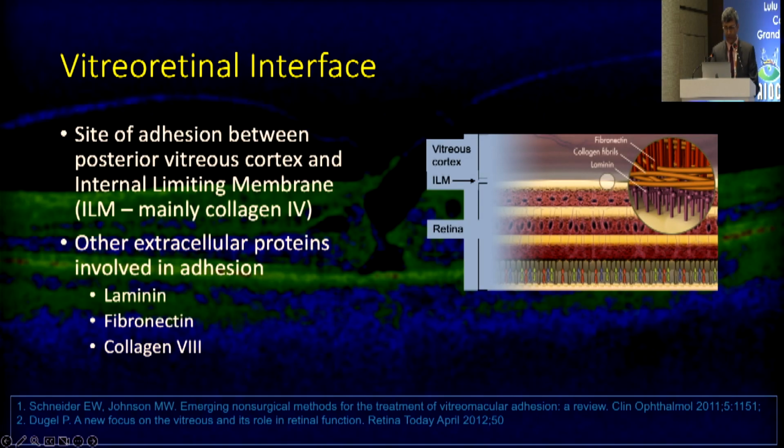If you look at this picture here, you can see that the vitreous is in close contact with the internal limiting membrane. The internal limiting membrane itself is composed mainly of collagen 4, but there are other extracellular proteins involved in the adhesion, namely laminin, fibronectin, and collagen 8.